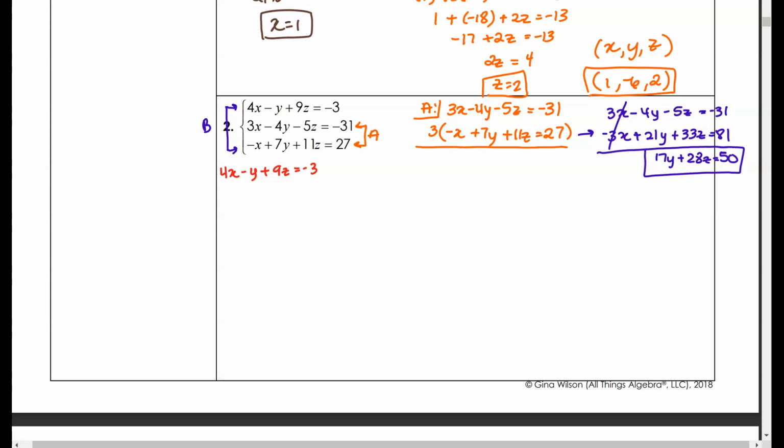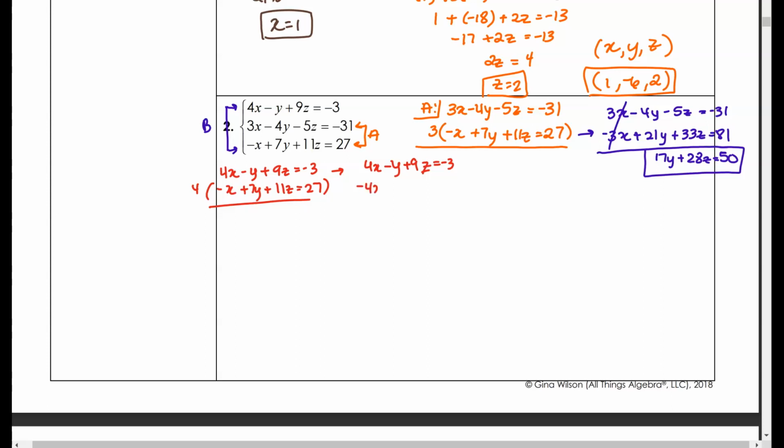So that top equation is going to be 4x minus y plus 9z equals negative 3. And then here I have negative x plus 7y plus 11z equals 27. Remember, I'm going to multiply that bottom one by 4. And so I'm left with 4x minus y plus 9z equals negative 3. And then, did I copy that? Yeah.